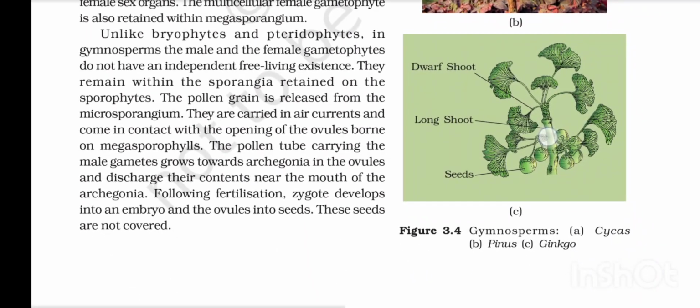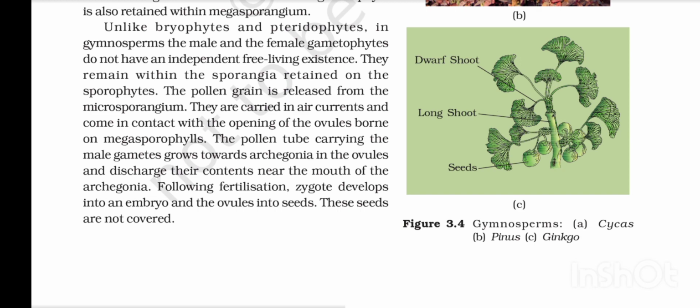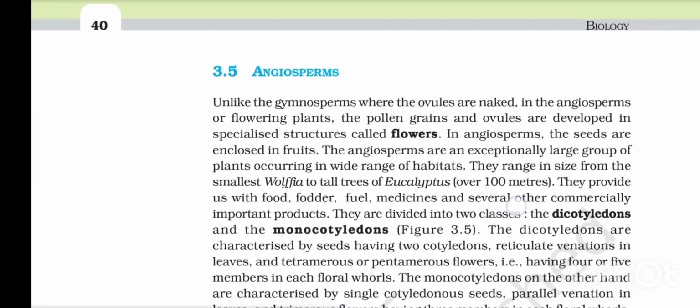Unlike bryophytes and pteridophytes, in gymnosperms the male and female gametophytes do not have an independent free-living existence. They remain within the sporangia, retained on the sporophyll. The pollen grains are released from the microsporangium. They are carried in air currents and come in contact with the opening of ovules borne on megasporophylls. The pollen tube carrying the male gametes grows towards archegonia in the ovules and discharges its contents near the mouth of the archegonia. Following fertilization, the zygote develops into an embryo and the ovules into seeds. The seeds are not covered.